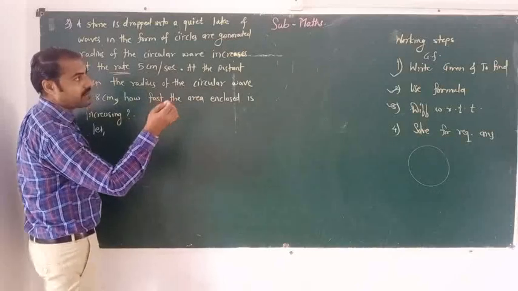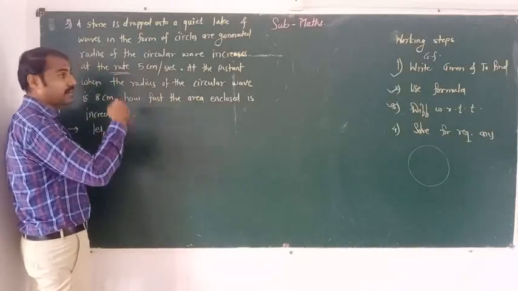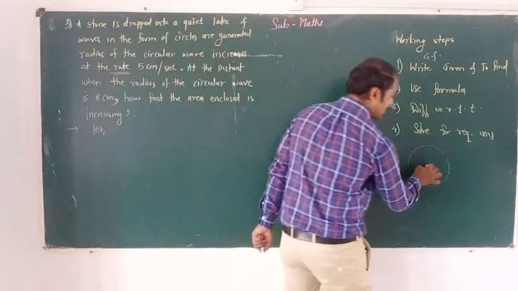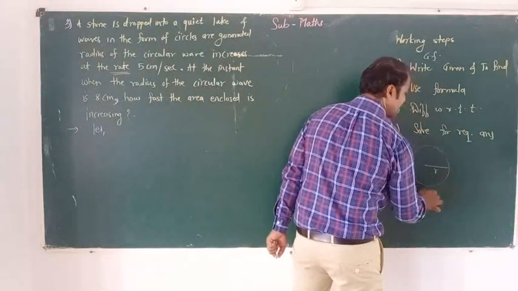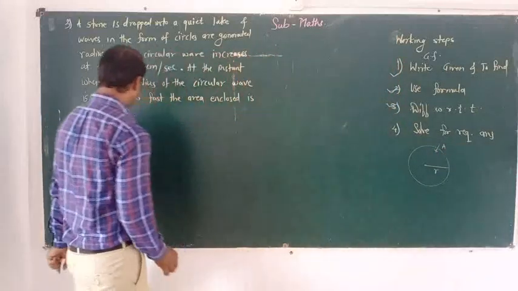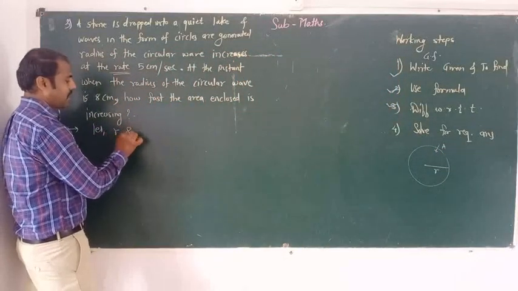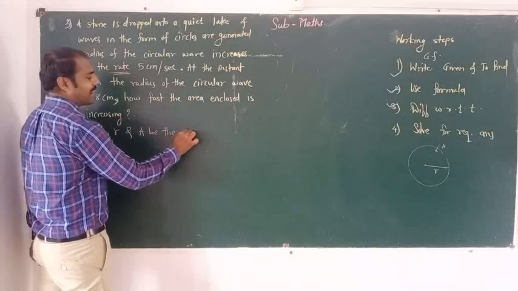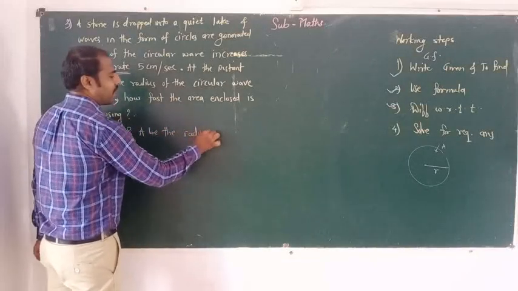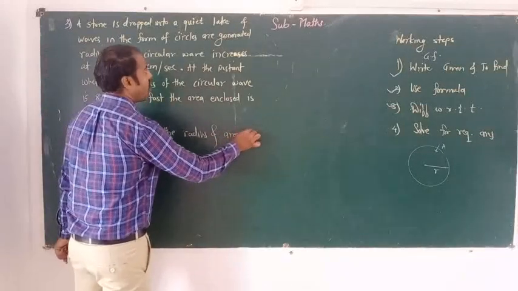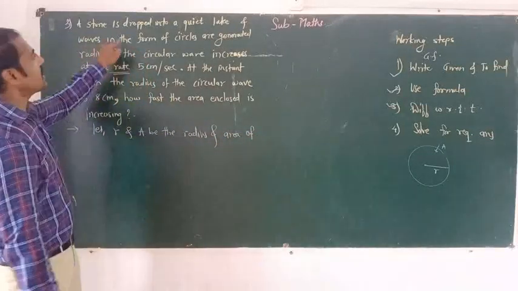First step is write given and to find quantities. First I can write let, for circle I can take r is the radius and A is the area. So let small r and capital A be the radius and the area of circular waves.